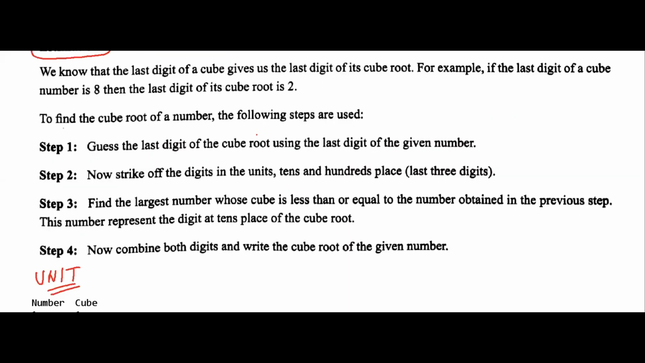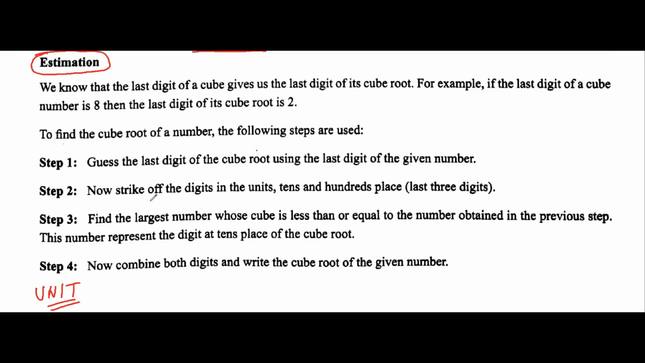ओके, तो वो steps क्या है? First step is, you need to find the cube root of a number. The following steps are used. So what is the first step? Guess the last digit of a cube root using the last digit of the given number. That is the first step. Now strike off the digits in the unit, tens and hundred place, the last 3 digits. Third step is find the largest number whose cube is less than or equal to the number obtained in the previous step. This number represents the digit at tens place of the cube root. Now the last, fourth step is combine both digits and write the cube root of the given number.